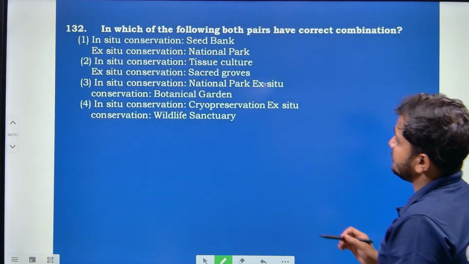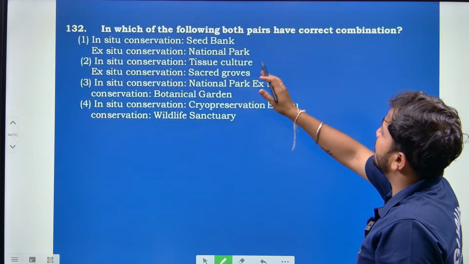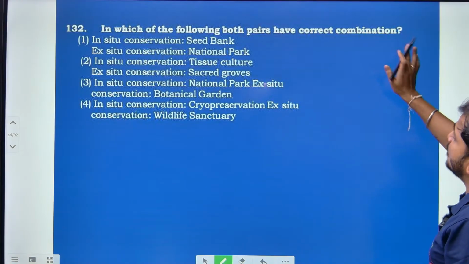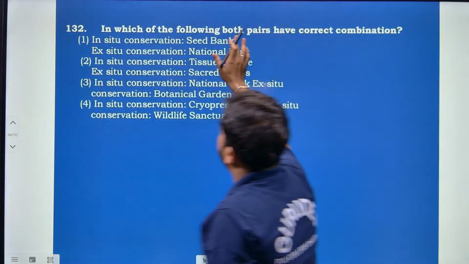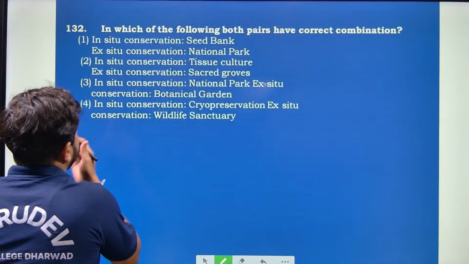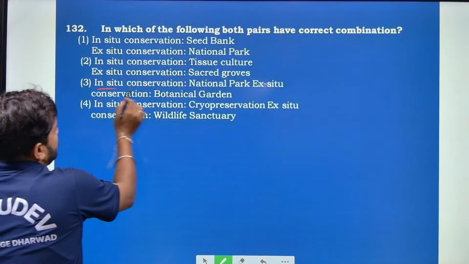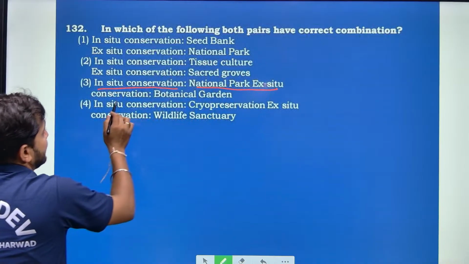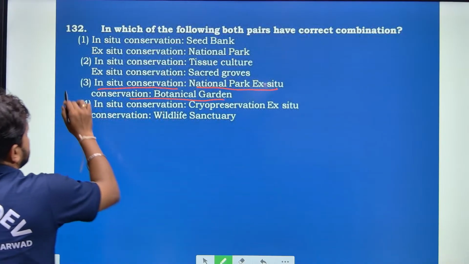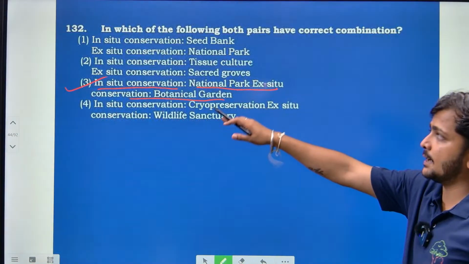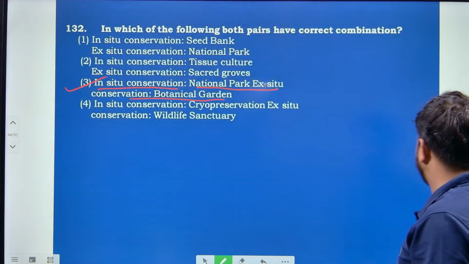Then next question: in which of the following, both pairs have the correct combination, right? So both pairs having the correct type of combination, a direct form of question. Here I am finding out, in situ conservation is national park, ex situ conservation is botanical garden. So here option 3 is correct according to this question 132, right?